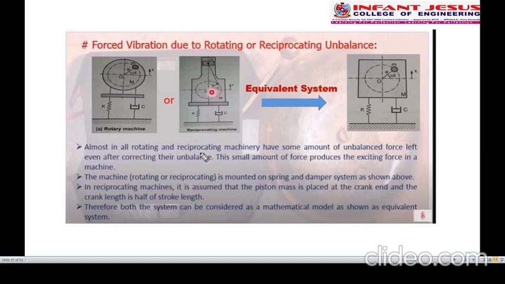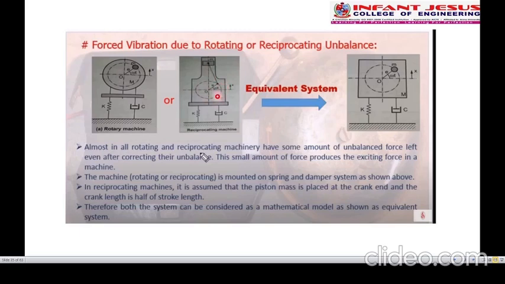So here we are assuming two things. One is the piston mass is placed on the crank end, and the crank length is half of the stroke length. So here we are taking the eccentricity as the crank length, and the crank length is half of the stroke length, that is e is equal to L by 2. These two assumptions we are taking in this reciprocating machine.